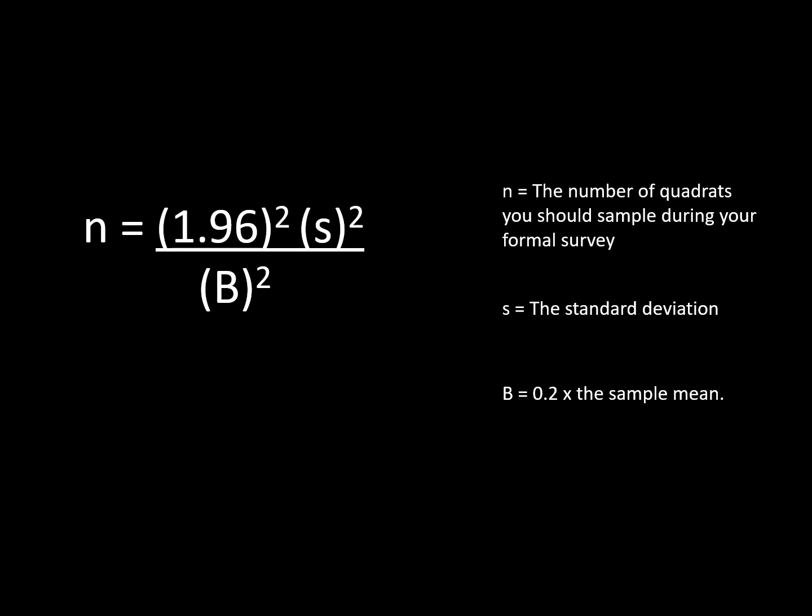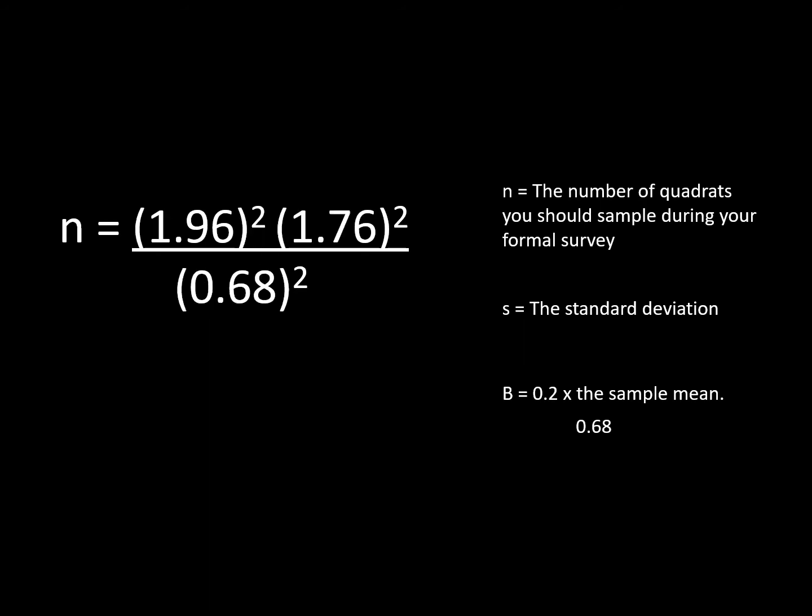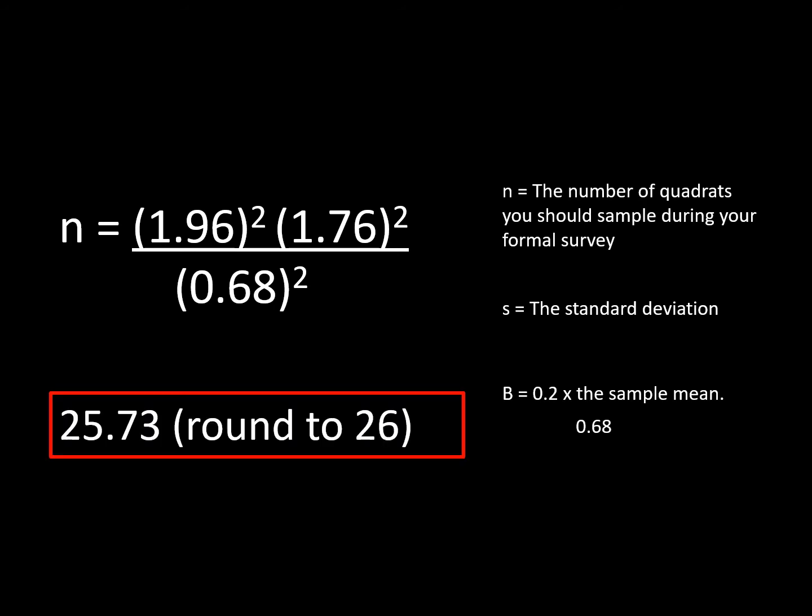In our example, the average number of plants per quadrat from our pilot sampling was 3.4. So B would be equal to 0.2 times 3.4, which is 0.68. If we plug in the numbers from our pilot sampling, we would get this equation. We should sample 26 quadrats for this population.